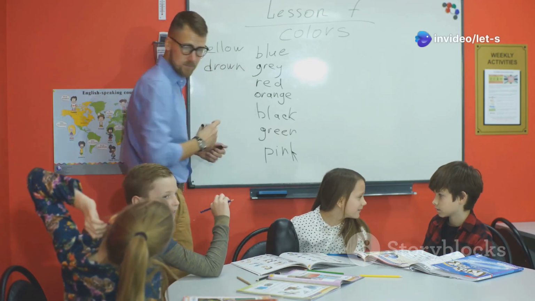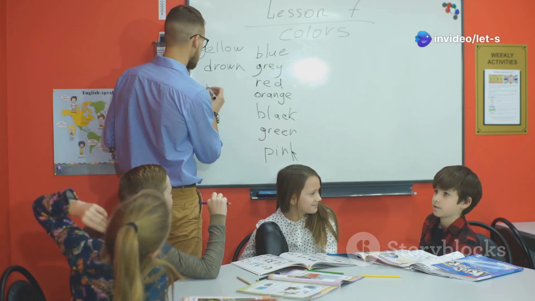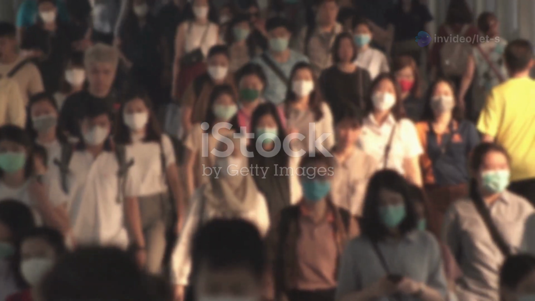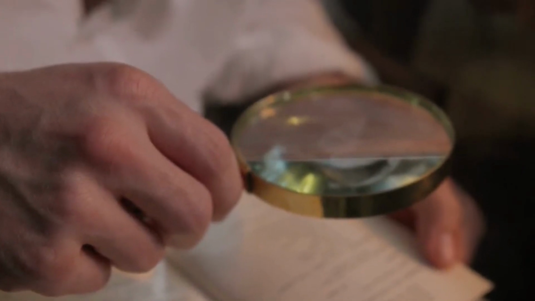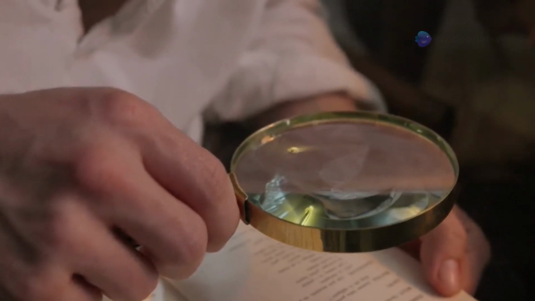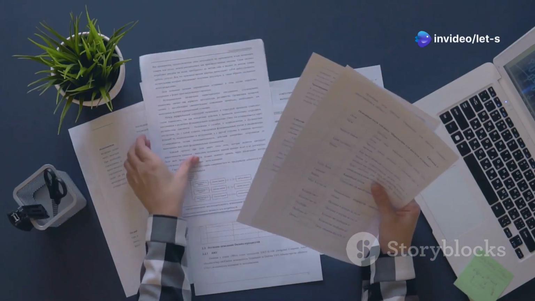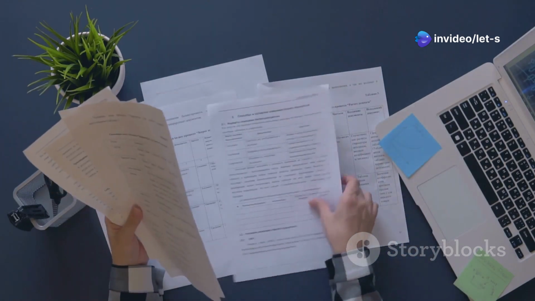Relative clauses are like adding a little extra information to your sentences. They tell us more about a noun, which could be a person, place, or thing. Think of them like little detectives that give us clues about the noun. There are two main types of relative clauses, defining and non-defining.